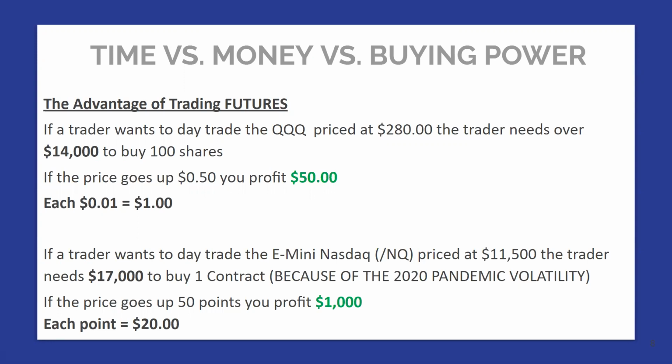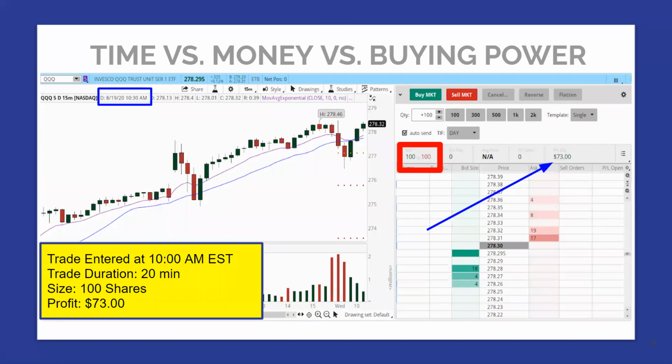But let's say a trader wants to trade the mini NASDAQ, which is priced at 11,500. The trader needs about $17,000 in buying power, and this margin requirement has increased from pre-pandemic. It increased in February because it was way lower than that, about $12,000 to $15,000, and now it's $17,000 because of the 2020 pandemic environment. If the price goes up 50 points in the NASDAQ minis, you're going to profit about $1,000, because each point is very heavy. It's $20.